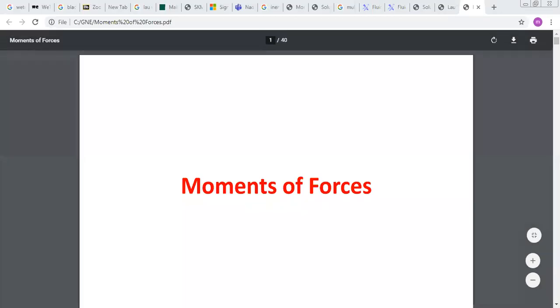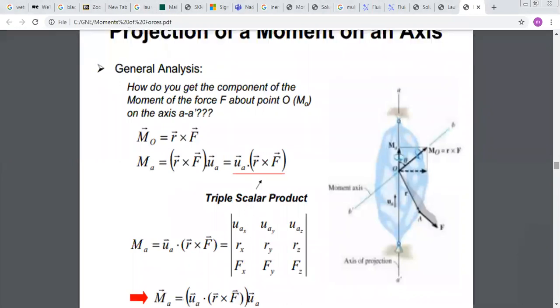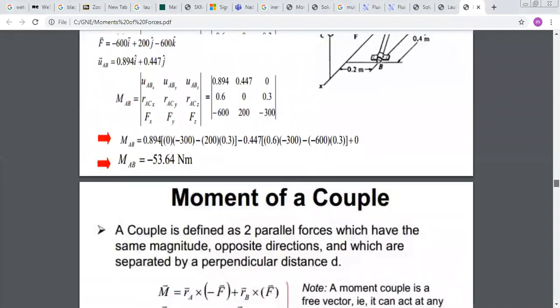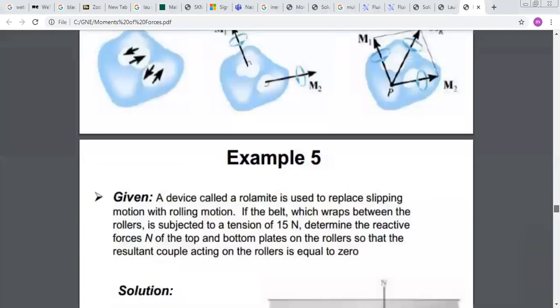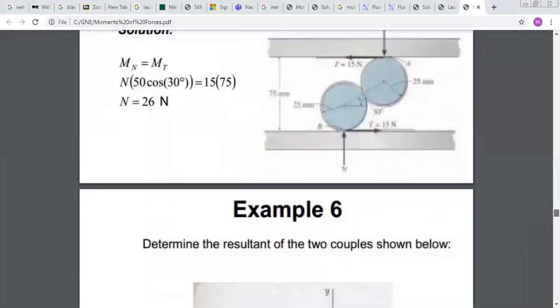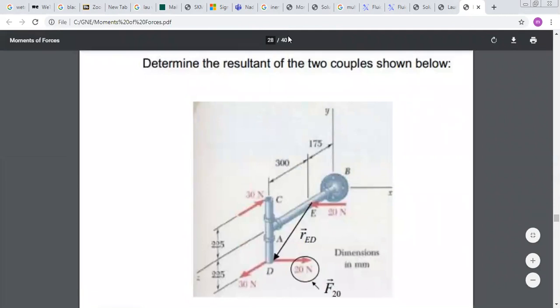So we will continue today working on the chapter of moment of forces. Last time we have seen how to find the moment vector about any axis, and we worked on couples of moments also. Okay? And we did this example. Now we will do another example on how to determine the resultant couple of different forces.